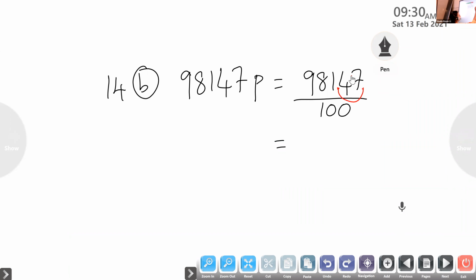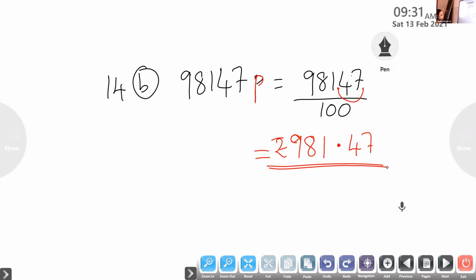See, look here. After 2 digits, we have to put the decimal point here. From here, 1, 2. So, 981.47. Now, this paise became what? Rupee. So, we will write here rupees. Anthony, finish writing? Yes, ma'am. Okay. So, what's the answer, children? 981.47. Divide by 100 means just move 2 digits from the right side. 1, 2. Then put a decimal point.